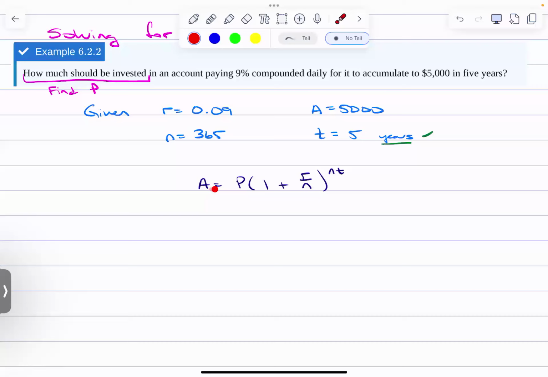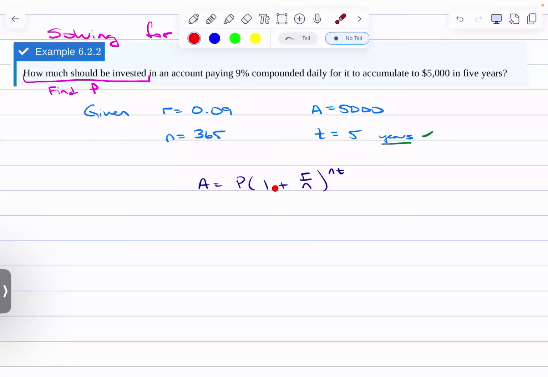Now I have A, I have R, I have N again, and I have T, so I can solve for P. On our formula sheet, there's a blank formula that has P equals. Could we use that instead? Yes. What would it look like? That's P equals capital A divided by 1 plus tiny i to the power of it.